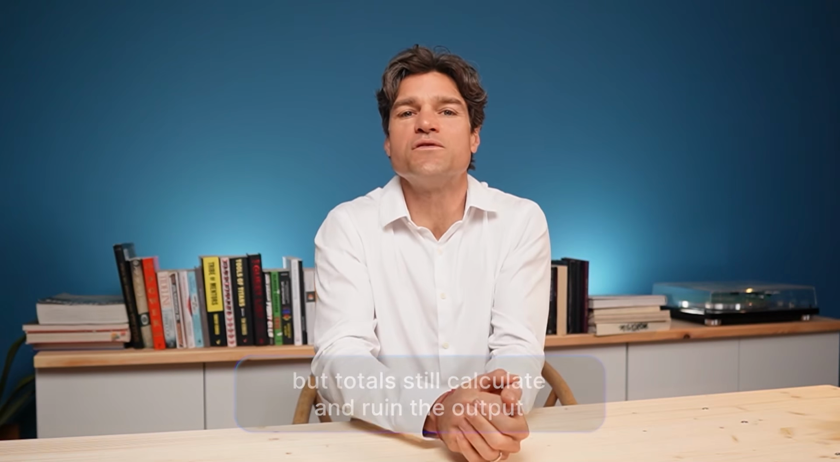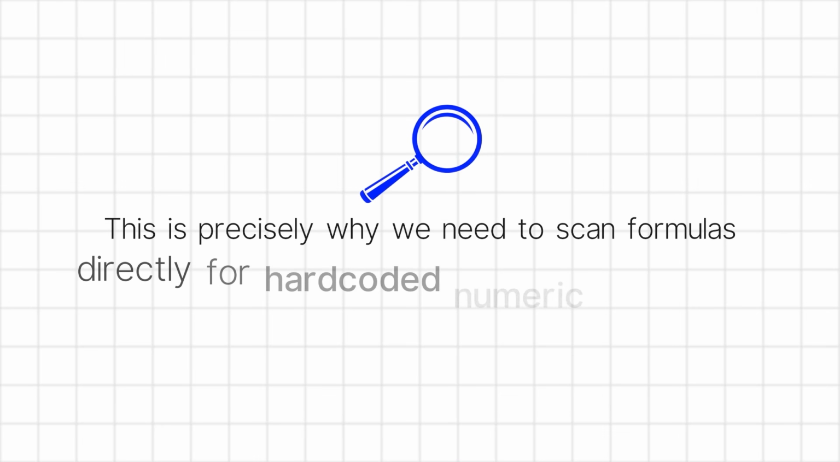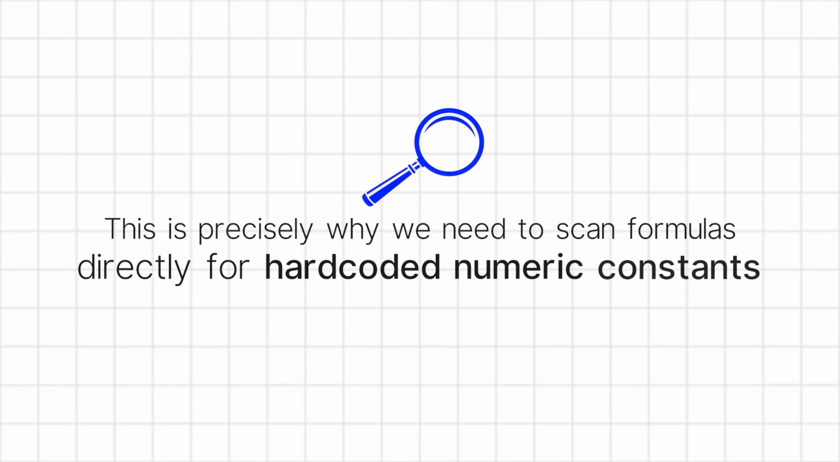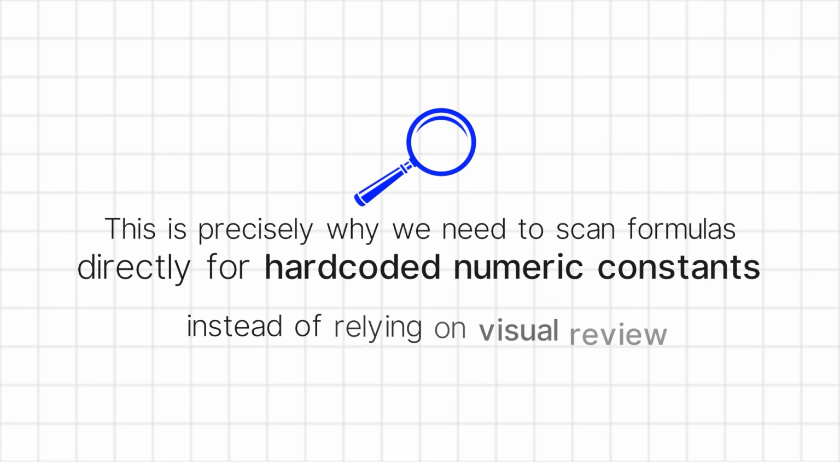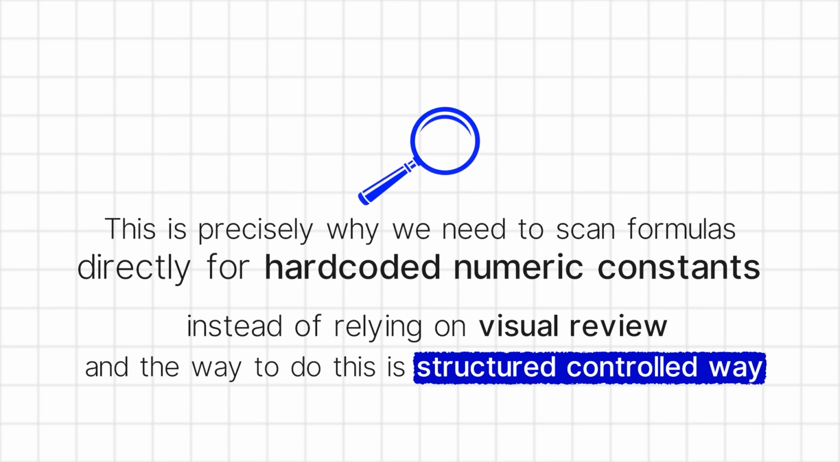This is why when a reviewer asks where an assumption comes from, there is no clear answer. Most teams discover these issues only after the model has already been used, when fixing them requires manual tracing and credibility is already at risk. This is precisely why we need to scan formulas directly for hard-coded numeric constants instead of relying on visual review. And the way to do this is a structured, controlled way.